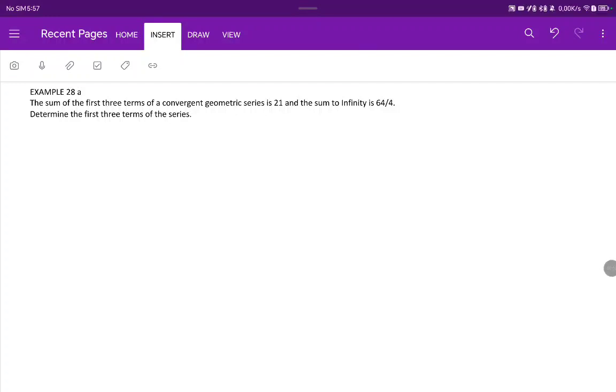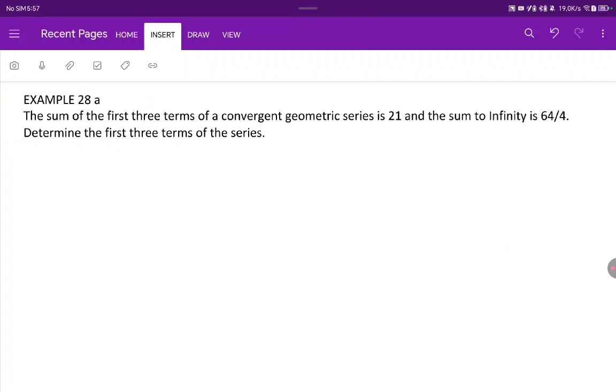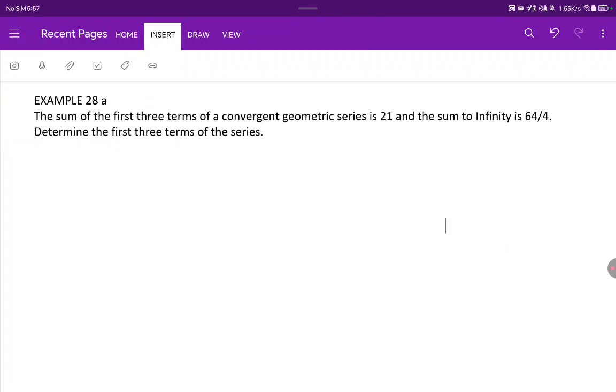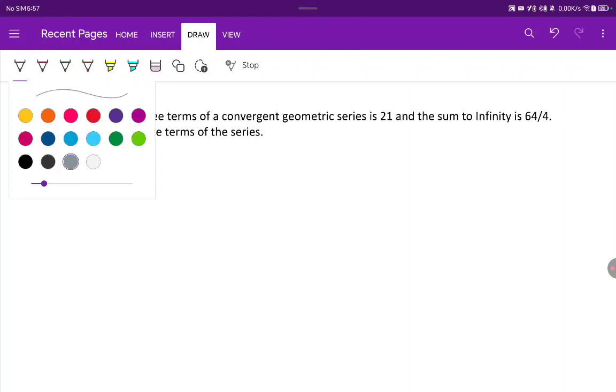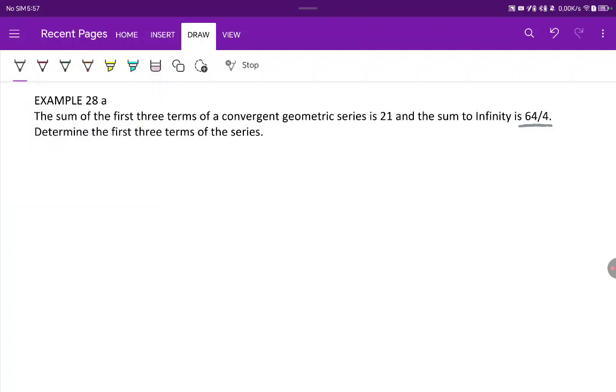All right, example 28a says, the sum of the first three numbers of a convergent geometric series is 21, and the sum to infinity is 64 over 4. So a couple of things, you're not allowed to write your number like that. It must be a fraction. Forward slashes are a no-no. Determine the first three terms of the series.